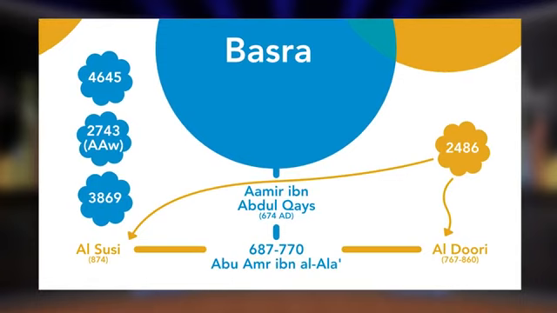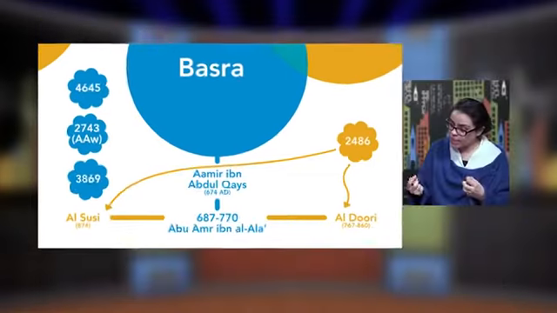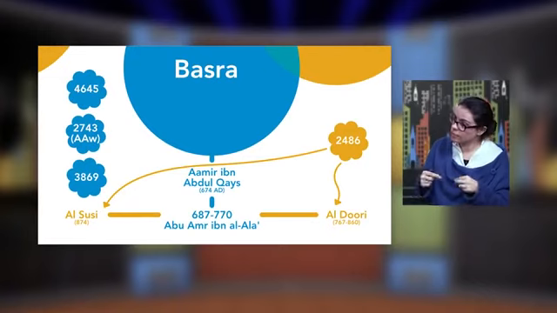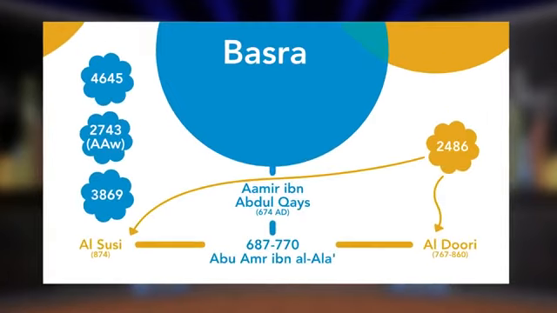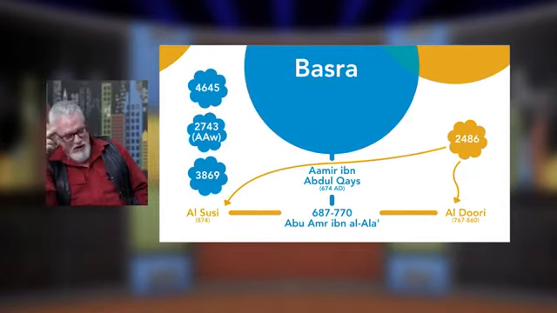Yet when we compare the 2 students of Abu Amr ibn Al-Ala, Al-Duri and Al-Susi, we see those 2 students are disagreeing in 2,486 different words. They're just disagreeing with one another. And Al-Duri disagrees with himself, too. Yes, thousands of times, if you look at the differences in numbers there. They just cannot make up their minds, it looks like.